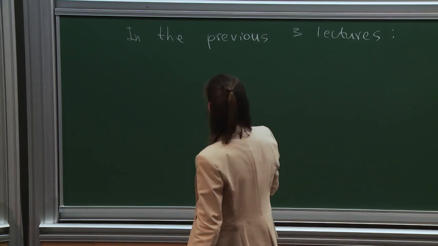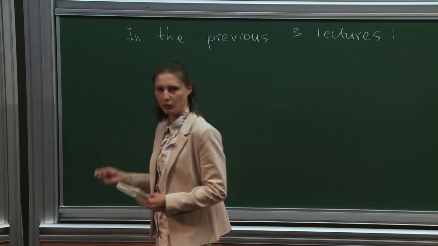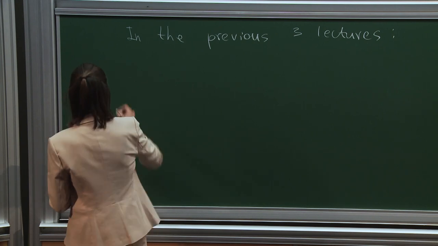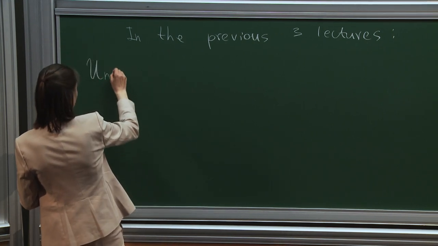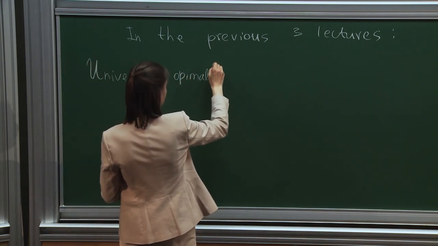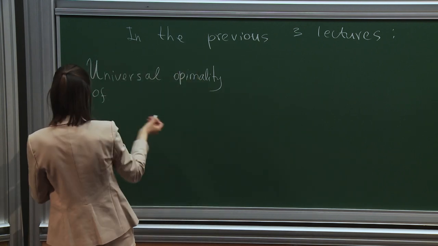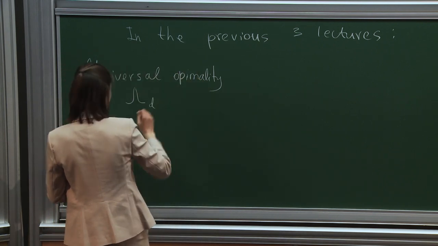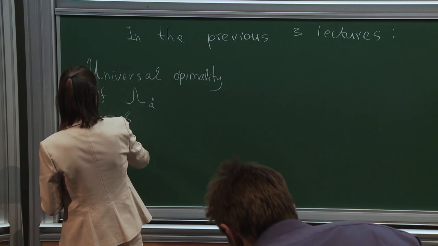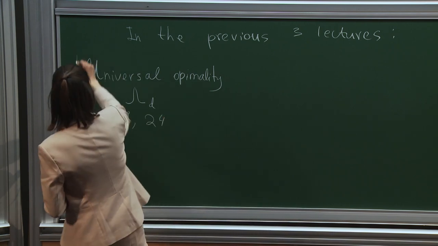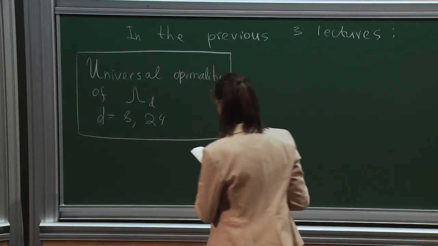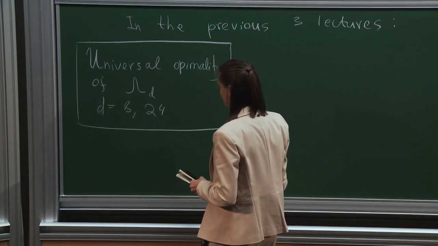So maybe I'll write it a bit schematic. Our big goal of this series of lectures is to prove the universal optimality of the E8 and Leech lattice. Of lattice we denoted by lambda d, and here d is the dimension, and it's always either 8 or 24. And so this was our big goal.